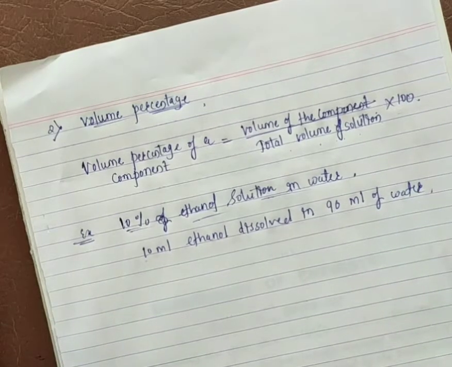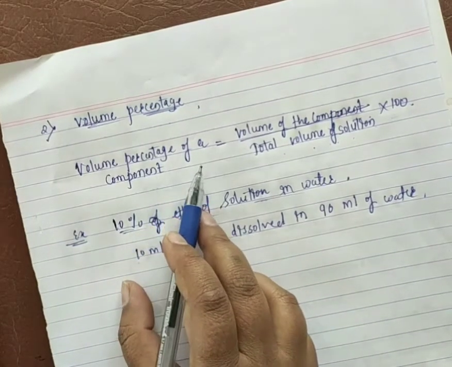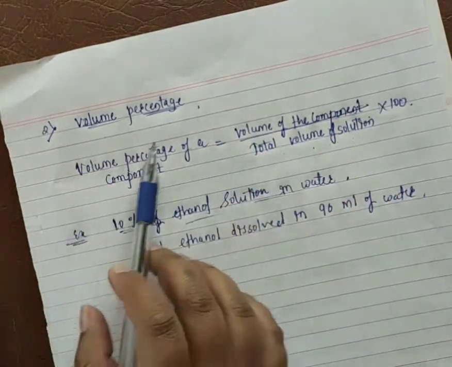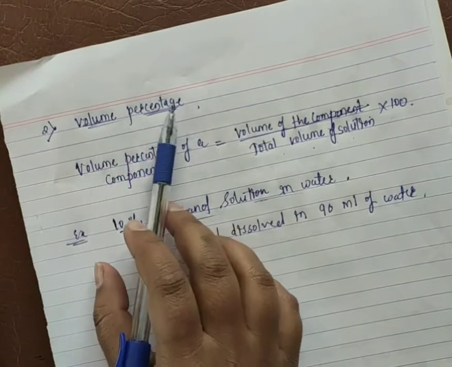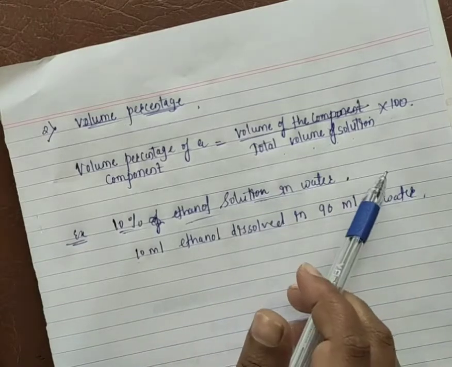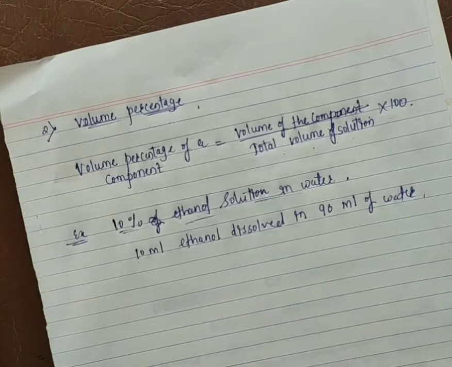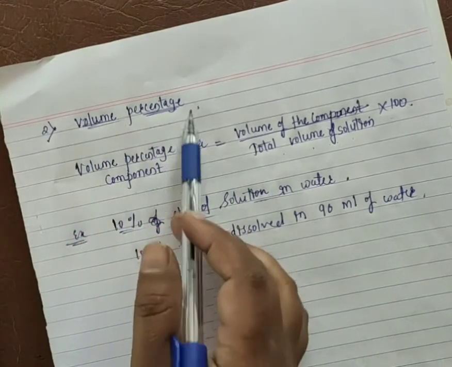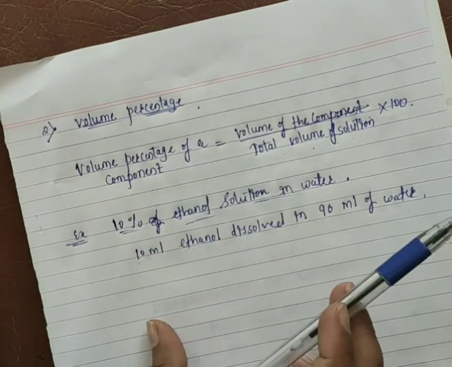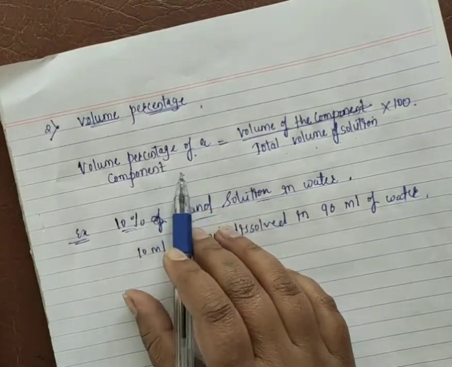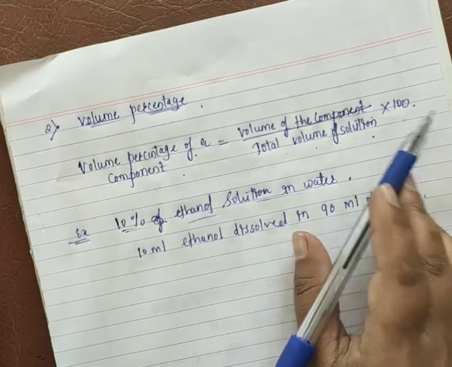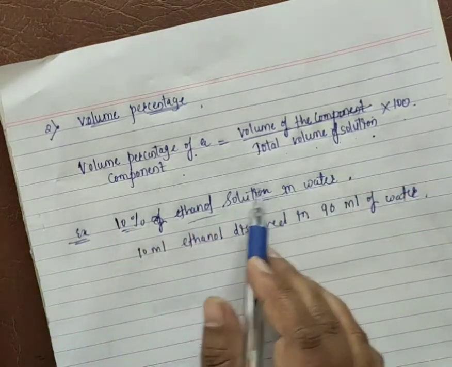Okay, so what is the meaning of this? Here we have to understand what they gave. You have to find the volume percentage, meaning the solute which is present in the form of liquid. In the mass percentage, the solute is present as a solid, but in the volume percentage the solute will be present in the form of liquid. Now for this we have the formula, volume of the component divided by total volume of the solution into 100.